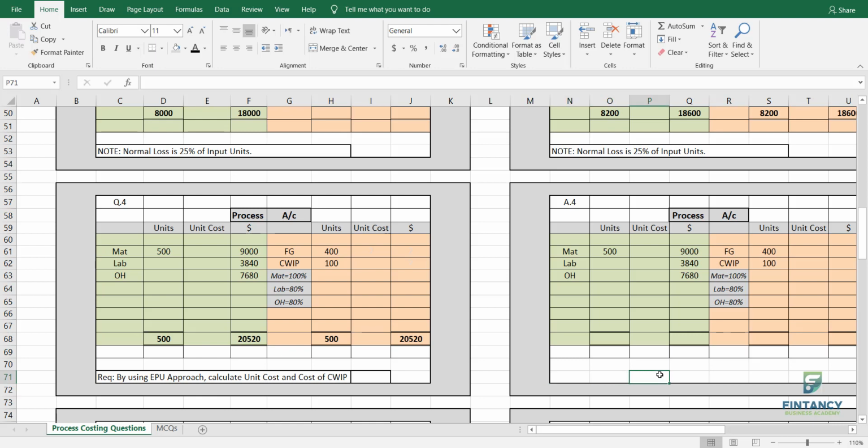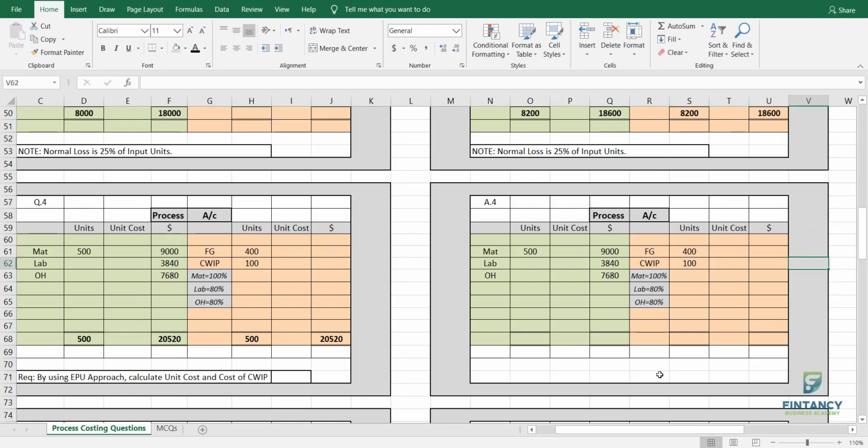Anyways, so my friends, in this case, whenever CWIP or OWIP, which is opening work in progress, is given, you have to do EPU approach. Let us see how to do EPU approach. Okay, before I go to show you EPU, let me tell you one thing. See, whatever is written on the debit side in the green area, these are your columns. Okay, remember this. Whatever is written on the debit side in the green color, they are your columns. Okay, whatever is written on the credit side in orange color, they are your rows.